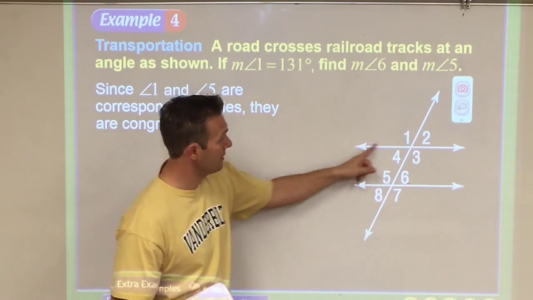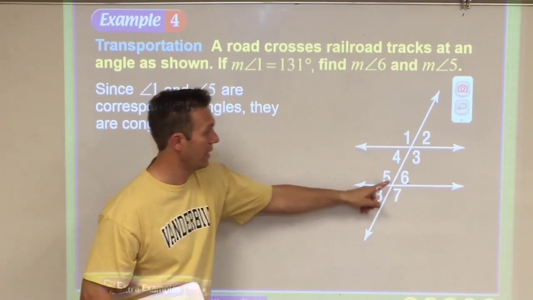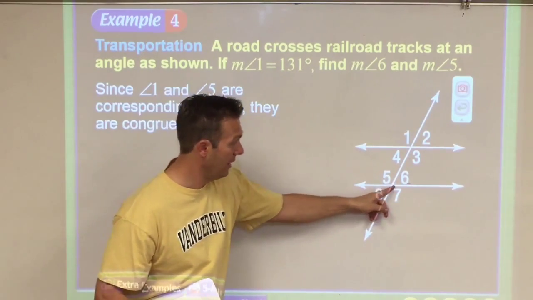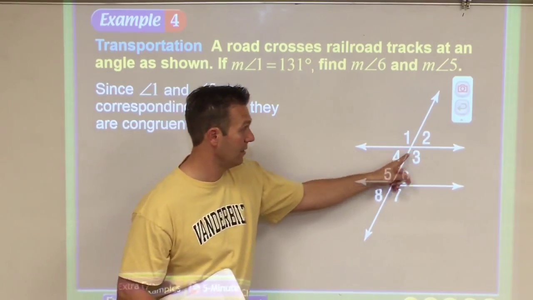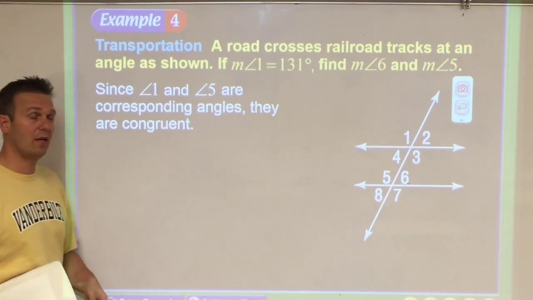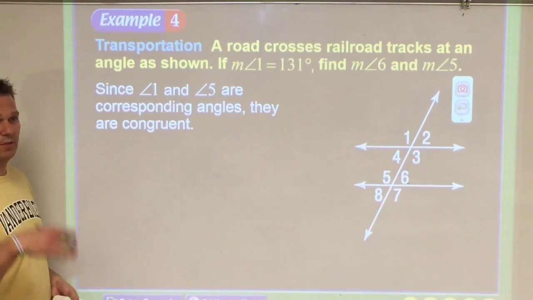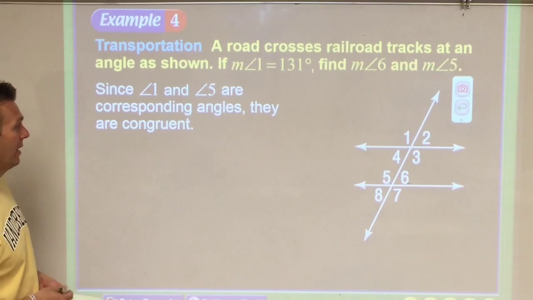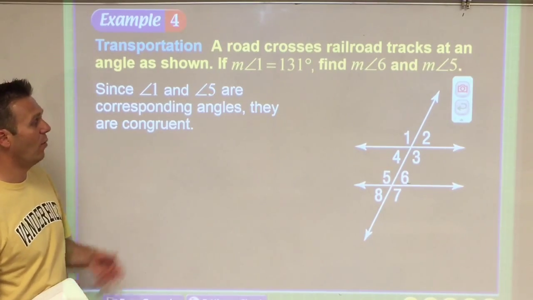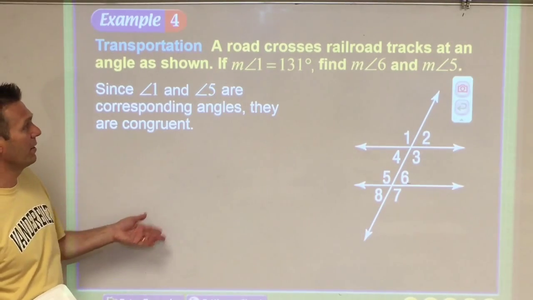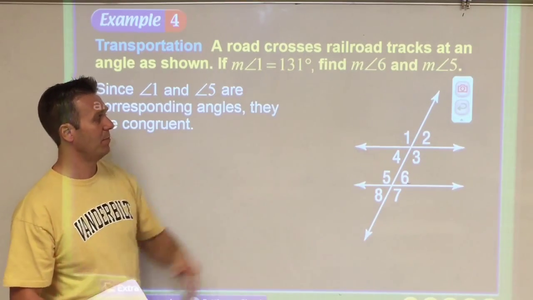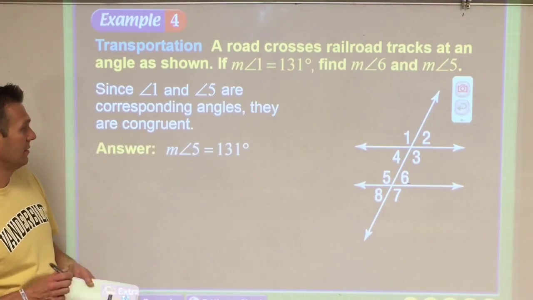A helpful hint is, look at how big this one is. It's an obtuse angle. So is this. 8 is definitely not an obtuse angle, and neither is number 4. So that kind of gives you a helpful hint too. When you have transversals, it makes an obtuse and an acute angle. So think about that. If 1 and 5 are corresponding angles, then angle 5 must be 131 degrees.